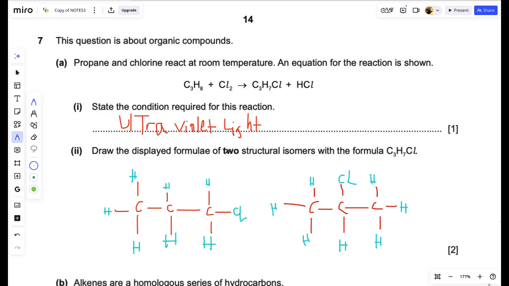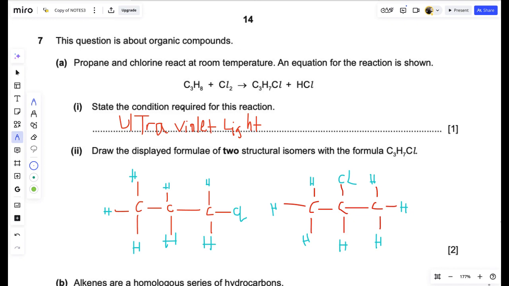Let's go to the last question. For the sake of time, let's be fast. The question is about organic compounds. Propane and chlorine react in a substitution reaction at room temperature, and an equation for the reaction is shown. One atom of chlorine removes one atom of hydrogen, so you have C3H7Cl. The displaced hydrogen joins the remaining Cl to form hydrogen chloride. So you get chloropropane.